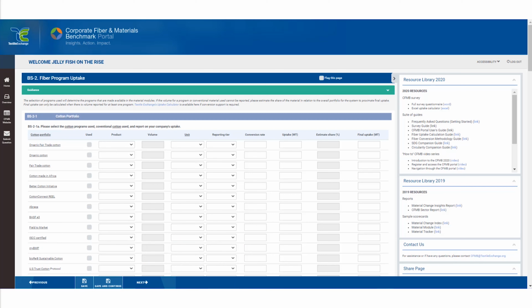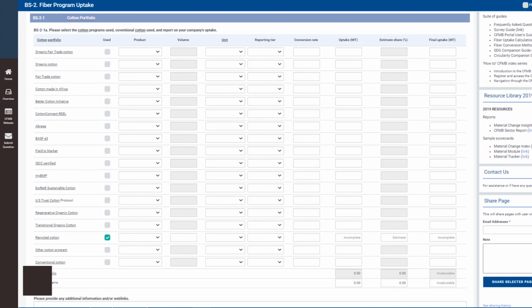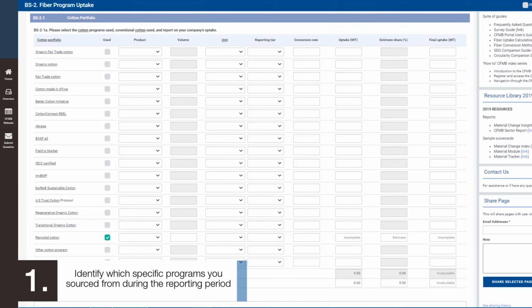We will now demonstrate how you complete reporting for specific programs or conventional fibers by following these 9 steps. Step 1. Identify which specific programs you sourced from during the reporting period, and in the first column, select Used.